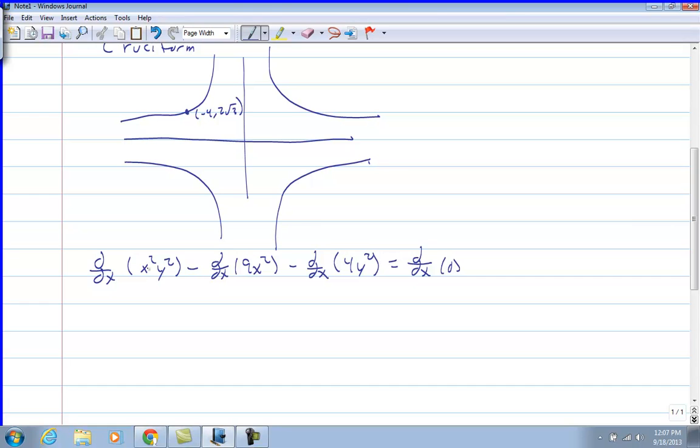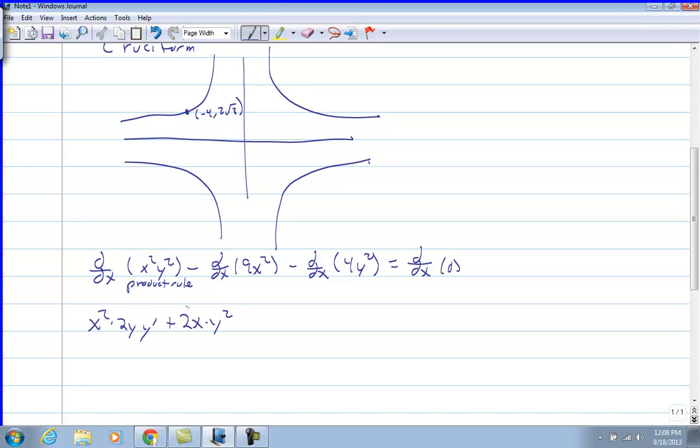So over here on the left, what we have is a product going on, so we have to use the product rule. So that would be x squared times the derivative of y squared, which is 2y times y prime, plus the derivative of x squared, which is 2x, times y squared.